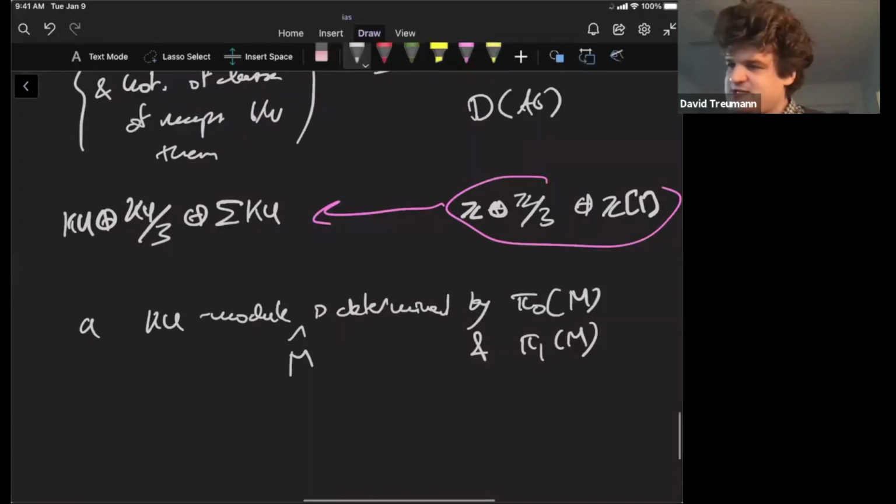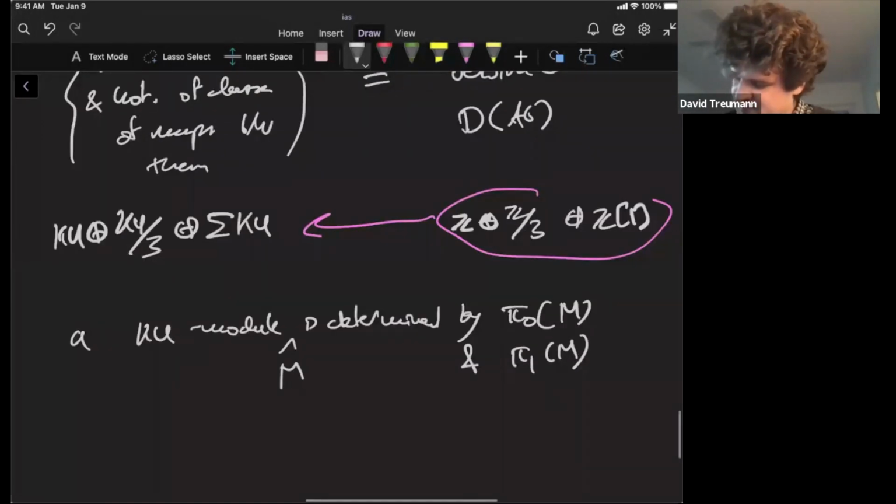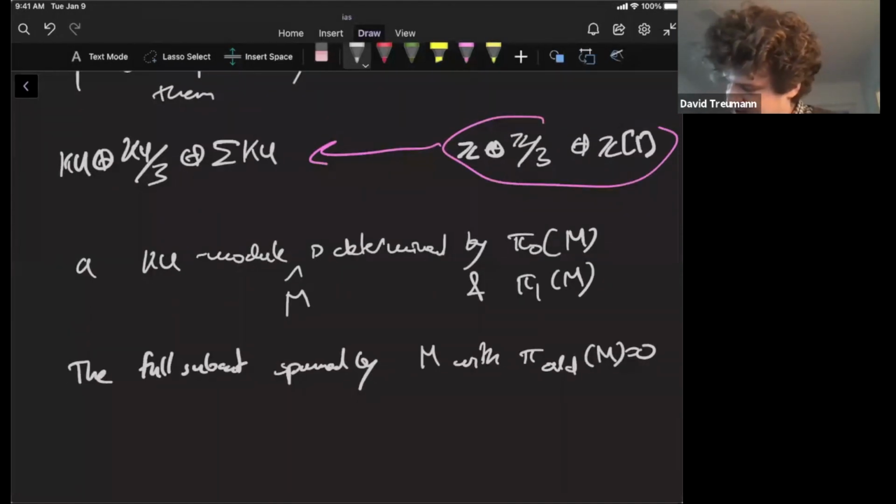Okay, and if you looked just at, I don't know how to say the two periodic version of the derived category very fast, if you looked just at objects with no odd homotopy groups, let's put it that way, so the full subcategory spanned by just M with pi odd of M equal to 0, that just is, its homotopy category is the usual category of abelian groups. Not complexes or anything like that.